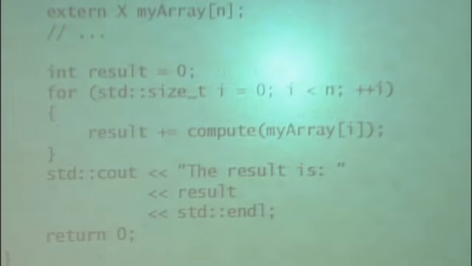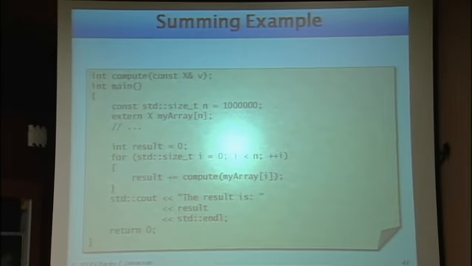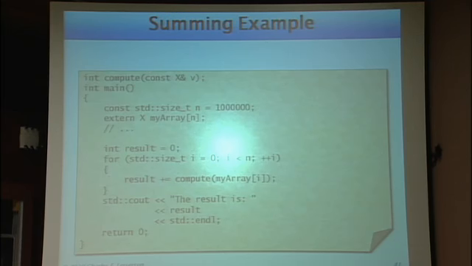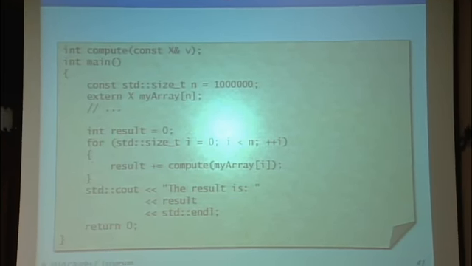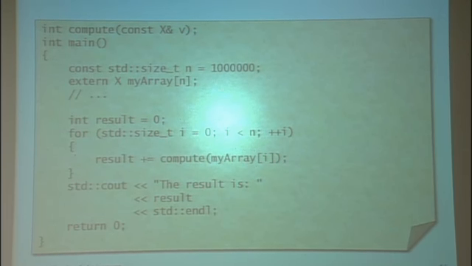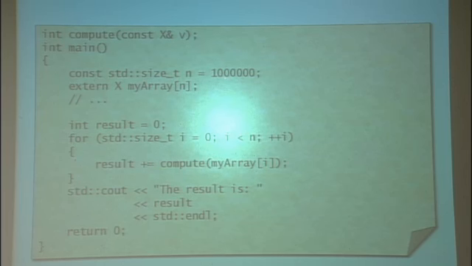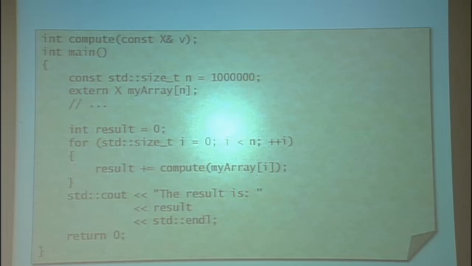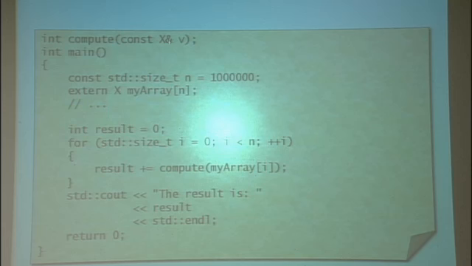Okay, contention. Okay, so here's an example of a code where I want to add up some function of the elements of some array. So here I've got a value of n, which is 1,000,000, and I have a type x. So we have a compute function which takes a pointer to a, did I do this right? To value v.